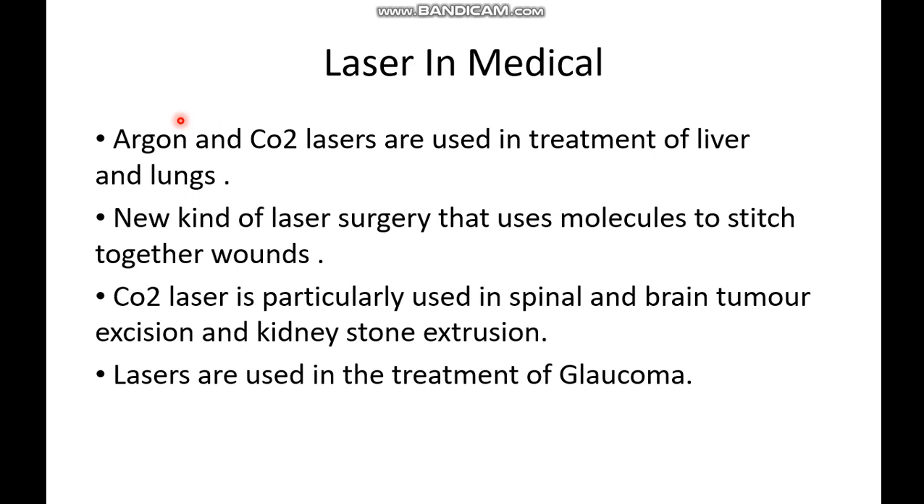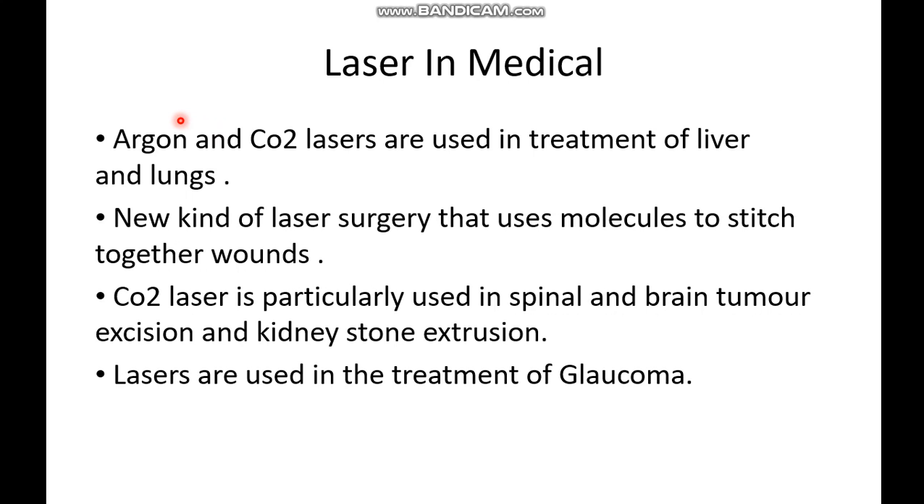specific organs. A new kind of laser surgery uses molecules for stitching also. Lasers are used. CO2 lasers are particularly used in spinal and brain tumor surgery and kidney stone extraction. So CO2 lasers are low power lasers that will not burn our skin, but they can extract or destroy the stones inside the kidney. Lasers are used in the treatment of glaucoma.